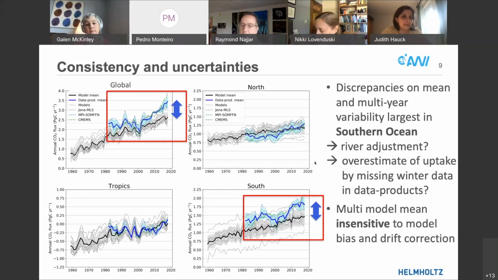Judith, there was a clarification question about the use of the south on your last slide. Is that Southern Hemisphere or Southern Ocean? These are very broad bands, so south is everything south of 30 degrees. Thank you.